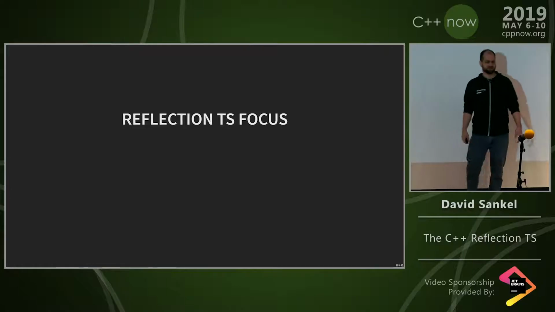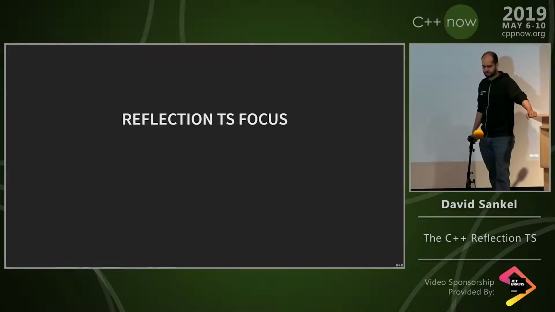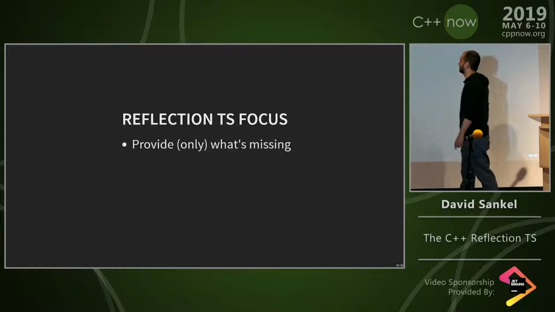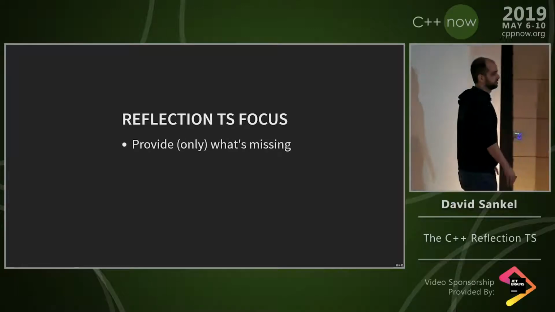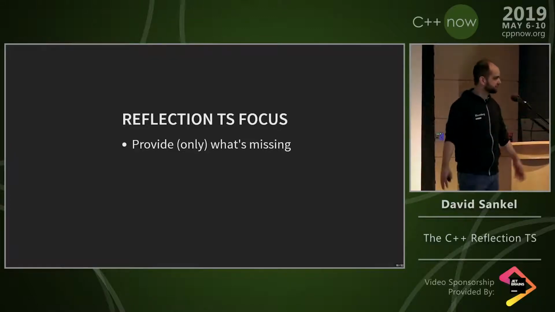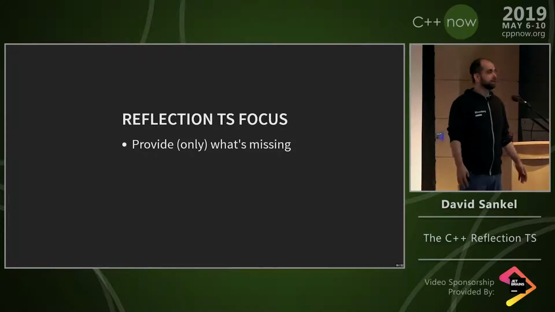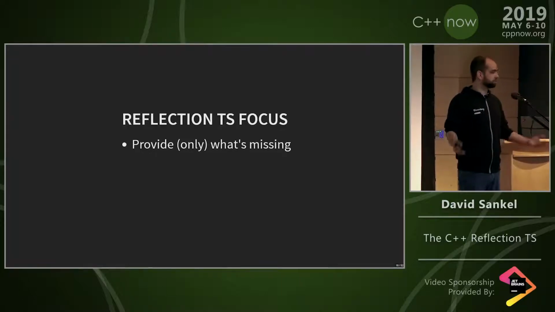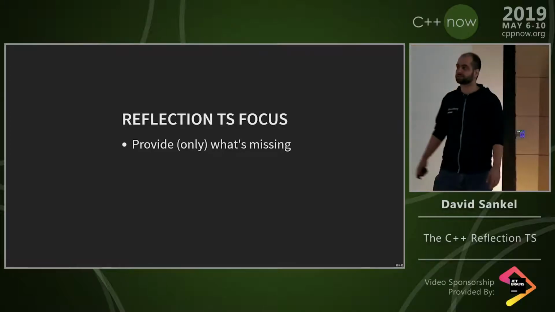Okay. So the reflection TS focus, what are we trying to do? How did we make this design, and how did we come to the design that we have right now? The first one is that we want to provide only what's missing. We're not trying to make a whole new way of doing all kinds of reflection in C++. The reflection that we have is already fine. Let's just extend that with what's missing. Okay, so it's not a revolutionary new way of doing things.